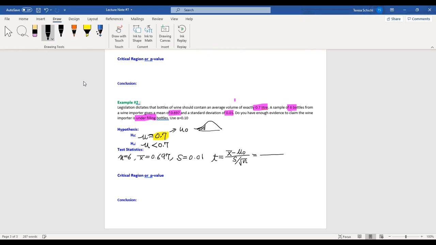So we can just put all these values in. X bar is 0.697 minus 0.7, and s is 0.01, divided by the square root of 6. Now let's take a look: how do I get this from the TI-84 calculator? Okay, let's stop sharing and go to my calculator.